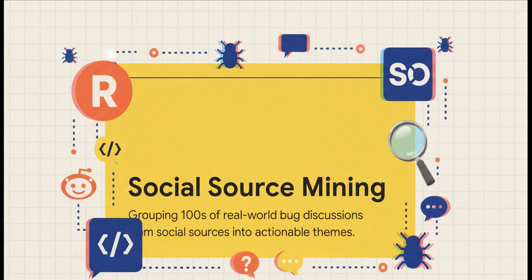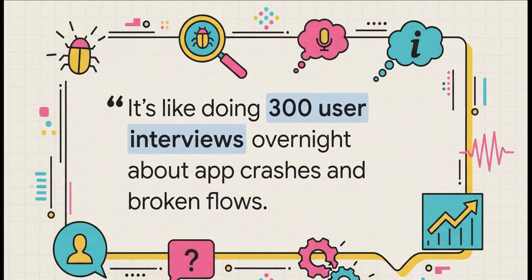The AI can scan places like Reddit, Stack Overflow, or GitHub issues and take hundreds of scattered comments and group them into clear, actionable themes for your team. And the value of this is just huge. It's like you conducted 300 user interviews overnight, but without spending a single dollar on a research study. You get to hear about real-world app crashes and broken workflows directly from the people who are actually experiencing them.